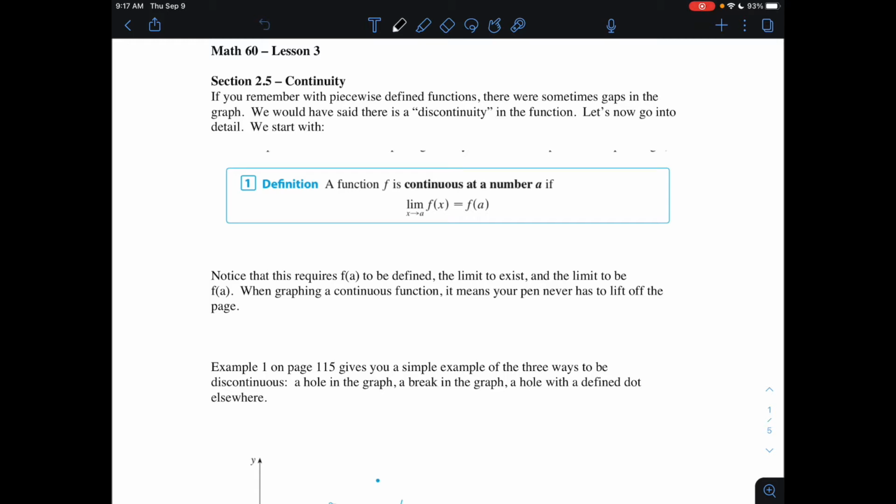First, a definition. A function f is continuous at a number a if the limit as x approaches a of f of x is equal to f of a. Notice that this requires f of a to be defined, so the function is defined at a. This also requires that the limit exists, and that the limit has to be equal to f of a. When graphing a continuous function, it means your pen never has to lift off of the page.